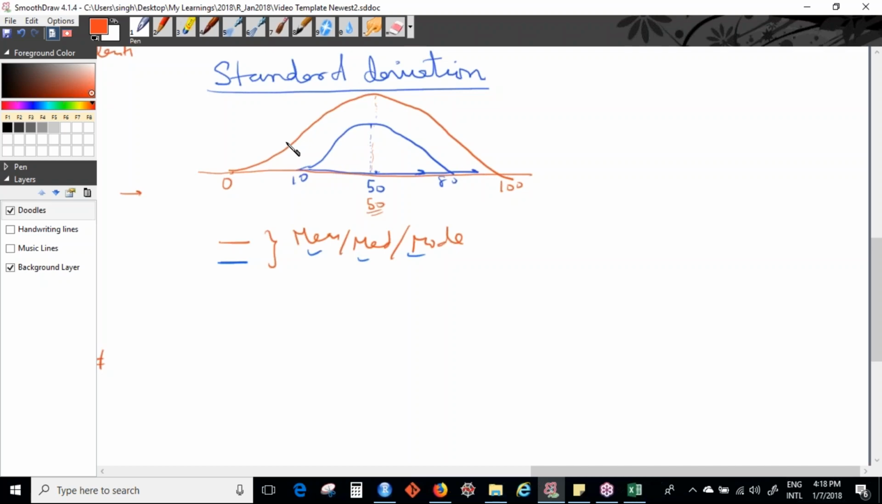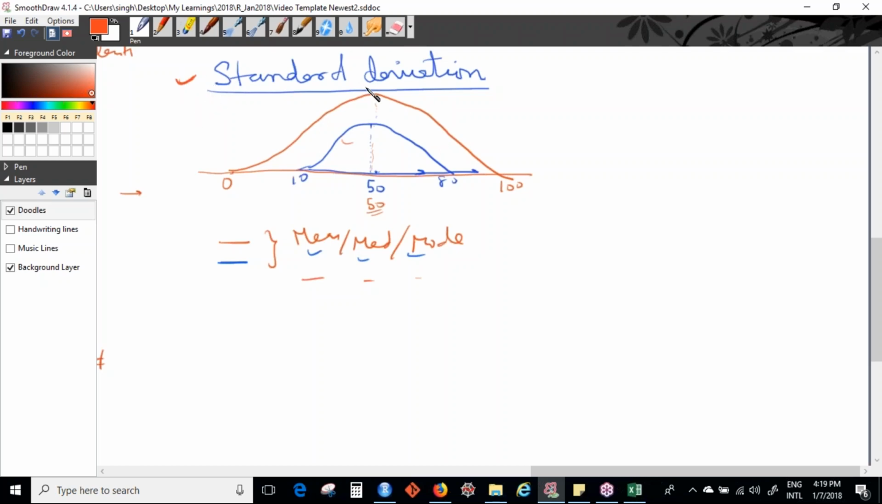So there must be some variable which will help us differentiate the two, because mean, median, mode is not able to differentiate the two. If you just look at mean, median and mode, you would say both are the same. So there must be some variable which will define that this is different than this, right? That variable is known as standard deviation.